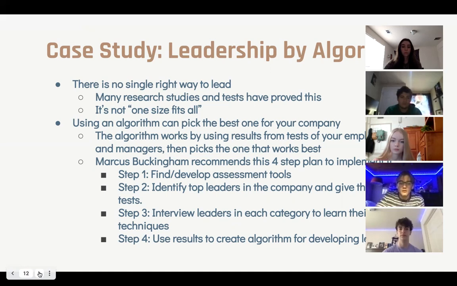So what you would do is have your developing leaders take the test to determine their category and then share the techniques and the advice from the leaders in each category to help the developing leaders become better.